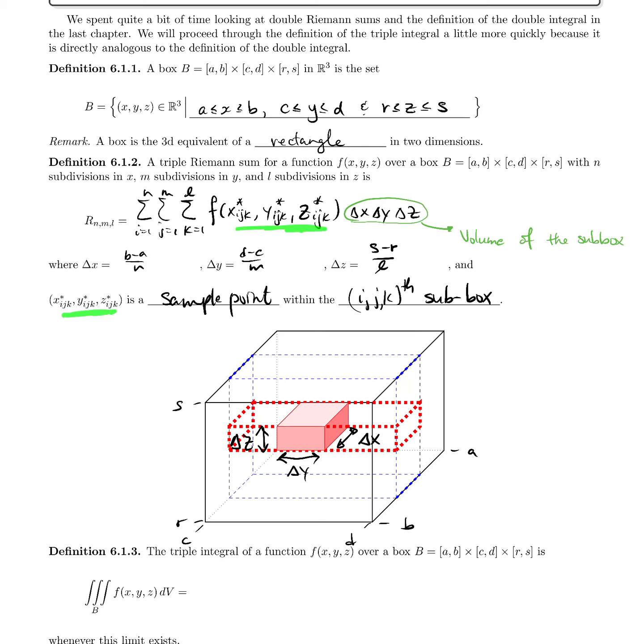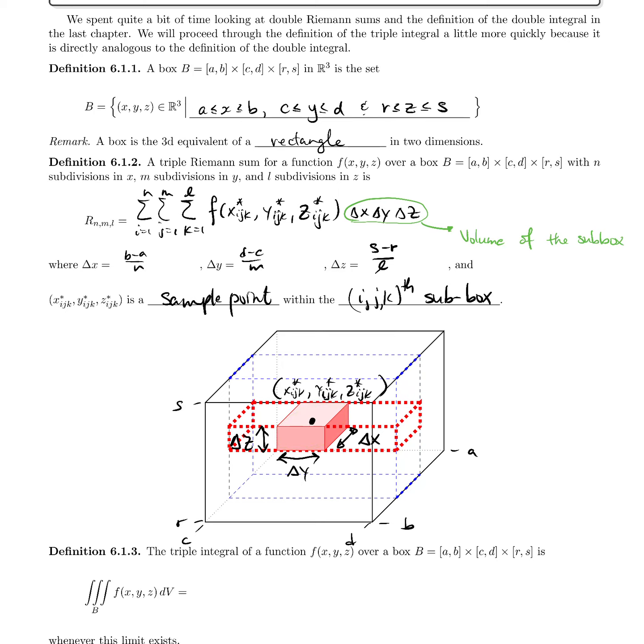x_{ijk}*, y_{ijk}*, z_{ijk}*. Well, that is a point within that box. So some point there would be x_{ijk}*, and so on and so forth, right? So just like in previous examples of Riemann sums, you're assuming that the function is constant over that box.